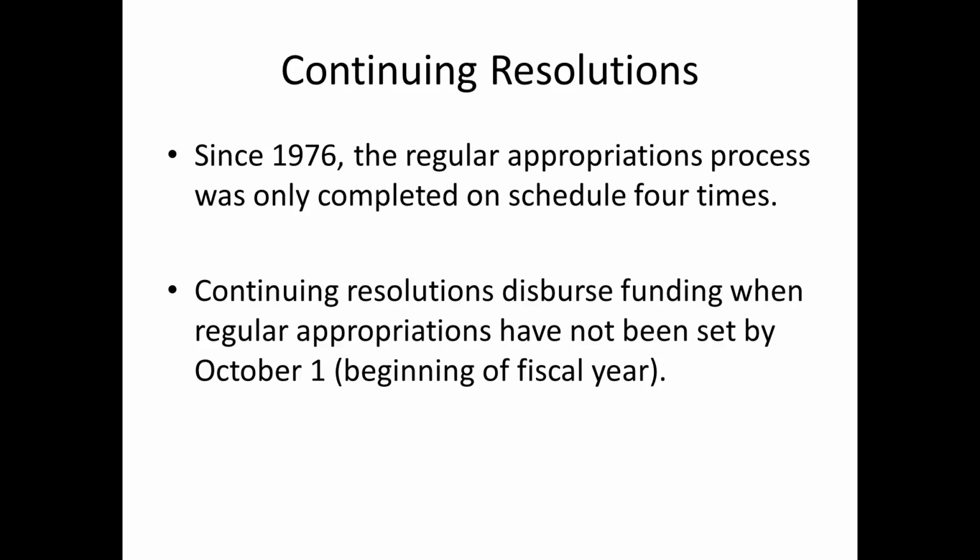However, in going back about the last 4 decades, this process is usually not completed on time. It's extremely rare. Only 4 out of the last approximately 40 fiscal years has the regular appropriations process been completed by October the 1st. So when this is the case, more often than not, when we're going up to October the 1st and there's no regular appropriations bill completed and in place yet, if nothing is done, the government will run out of money and certain portions of the federal government will have to start shutting down.